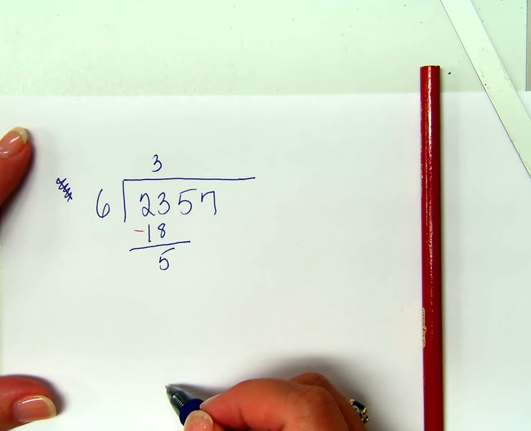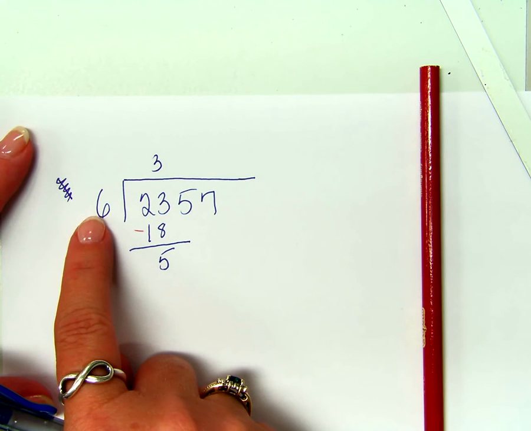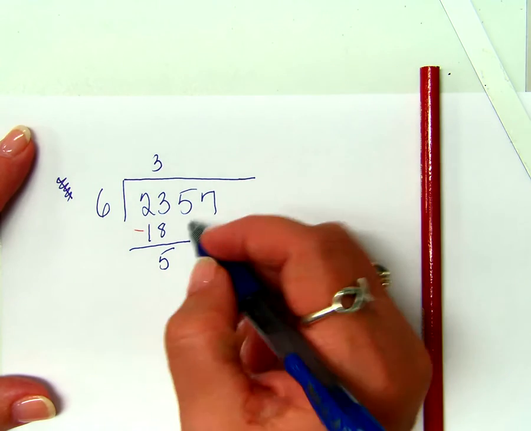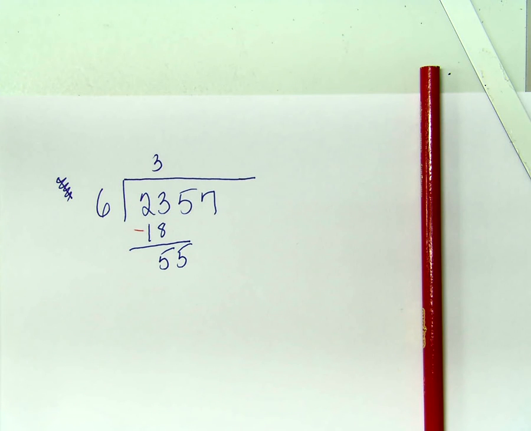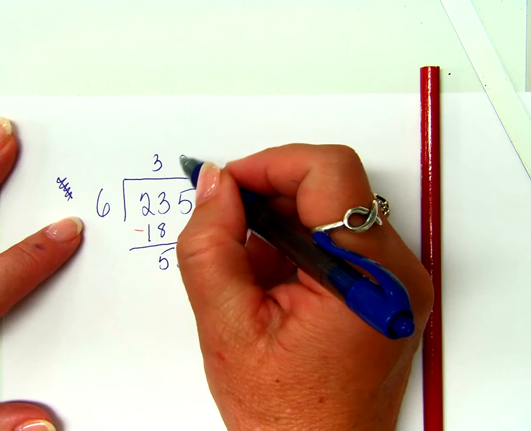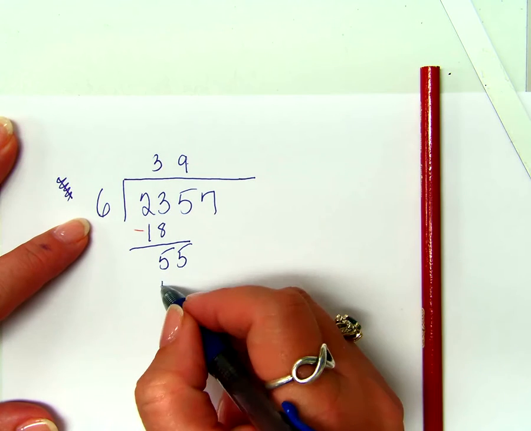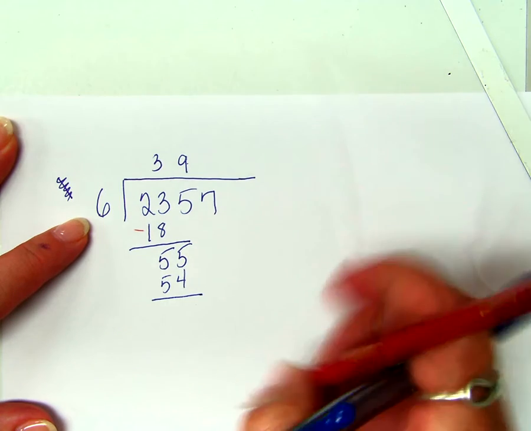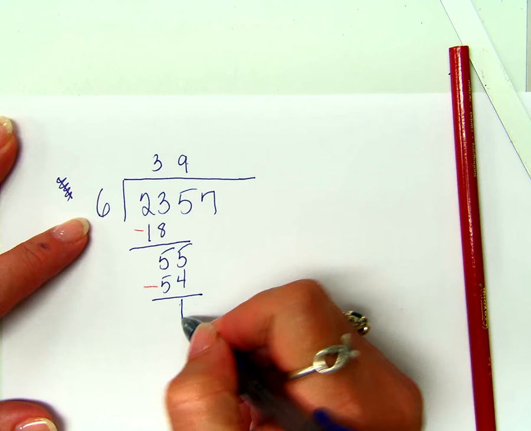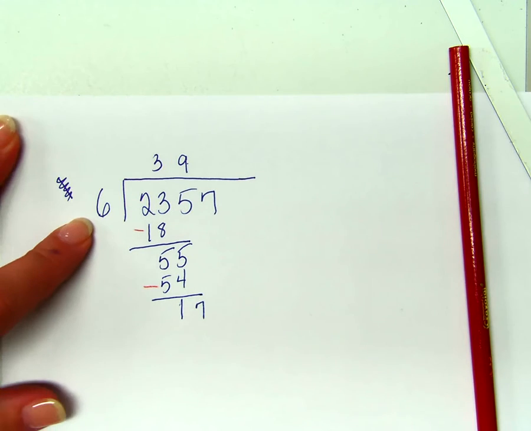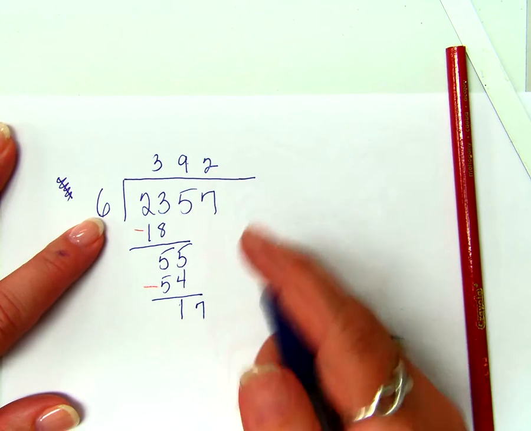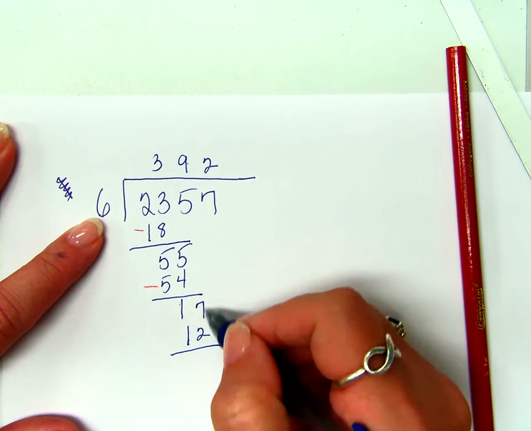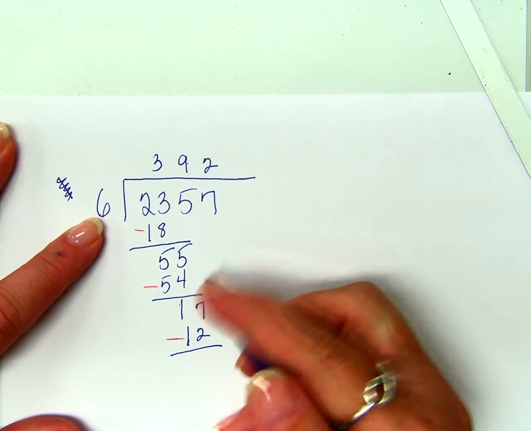5. Now that should be a number that can't be divided by that, right? So what do I need to do? I need to bring down the next term. How many times does 6 go into 55? 9 is 54, right? Okay, so write 9 up here, multiply, 54, and then what? Subtract, right? And I get 1, and then I bring down my next term, 7. How many times does 6 go into 17? 2. And then I multiply, 6 times 2, 12, and then I subtract 5. And what is that?